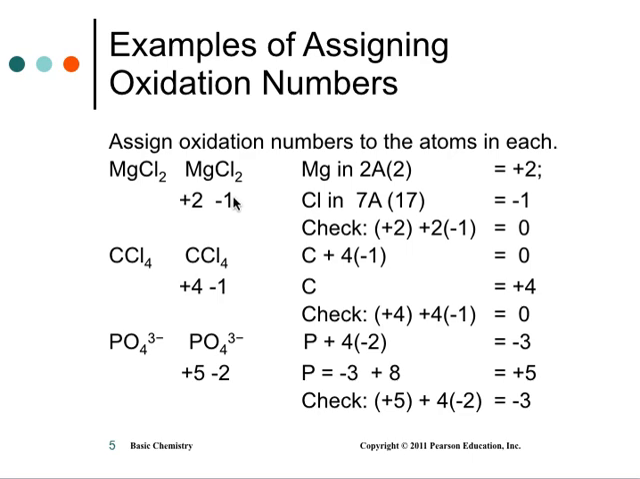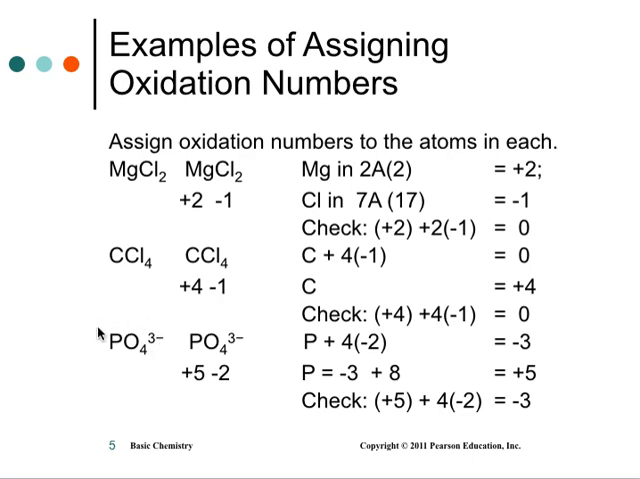Now look here carefully. This is not -1 times 2. We're only looking at what's the oxidation number of chlorine. It's -1. What's the oxidation number of magnesium? It's +2. In carbon tetrachloride, chlorine is again -1. There's 4 -1s. So what balances with 4 -1s? 1 +4. So +4 is a carbon, 4 -1s as chlorines.